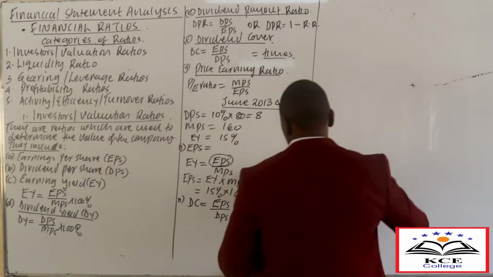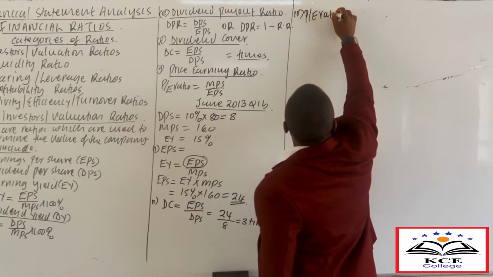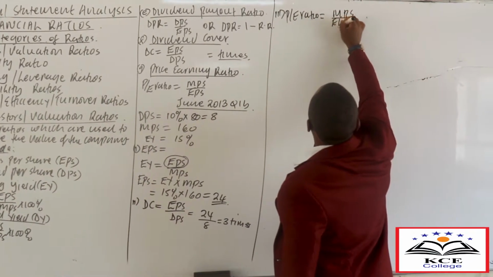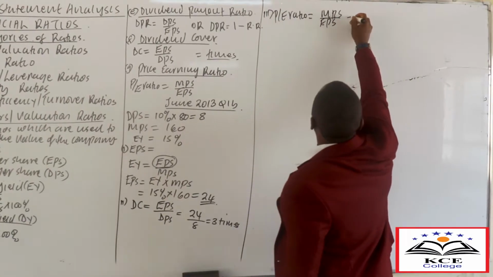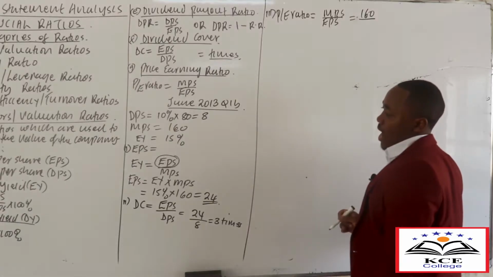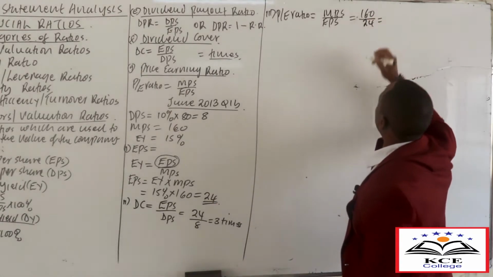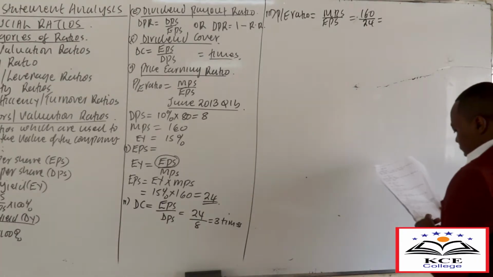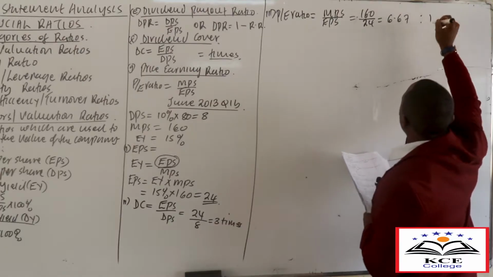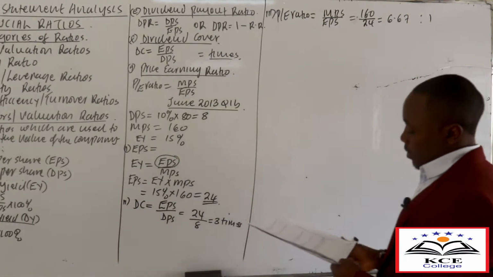Then lastly, number 3 is the price earning ratio. How do we get the price earning ratio? It is the market price per share divided by the earnings per share. The market price per share is 160, and the earnings per share we computed is 24. So the price earning ratio will be 6.67 to 1. That's how you determine the price earning ratio.